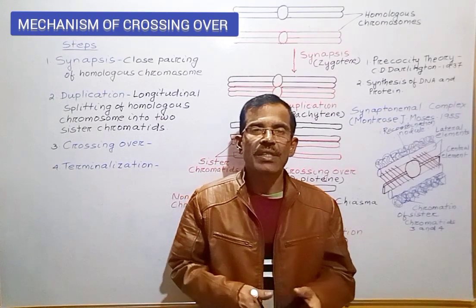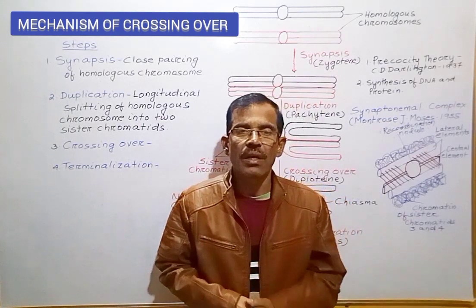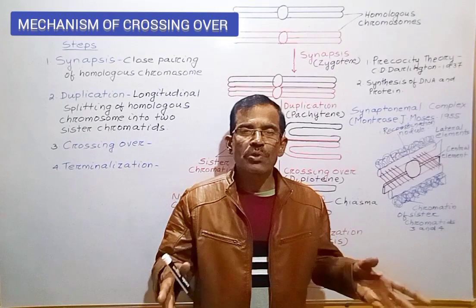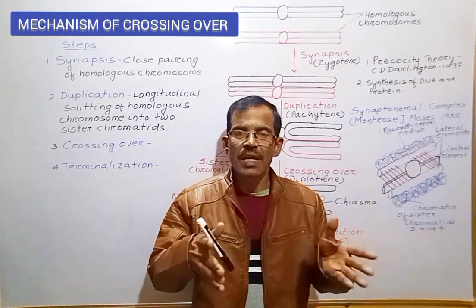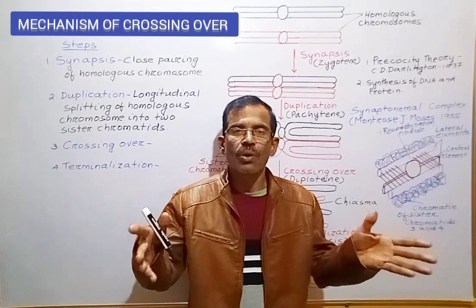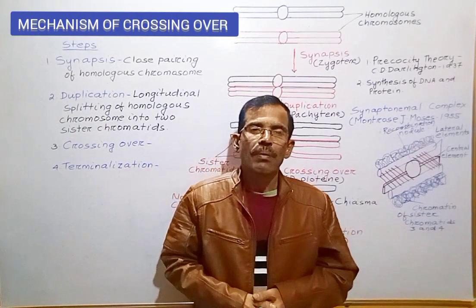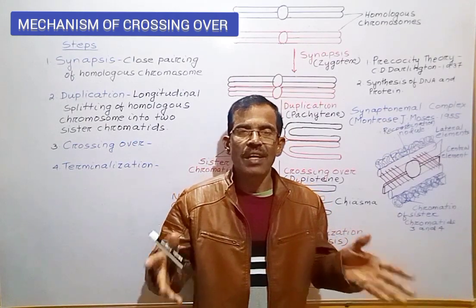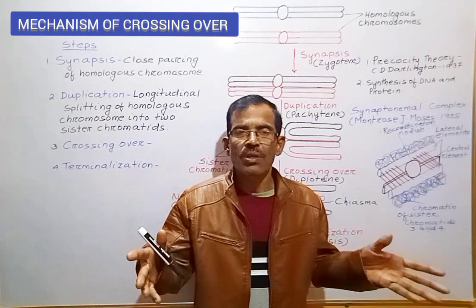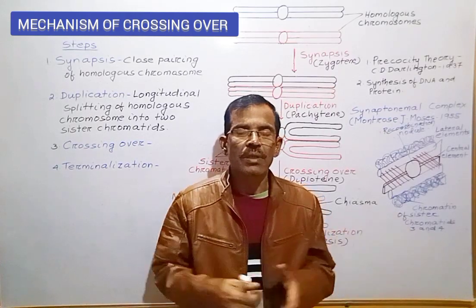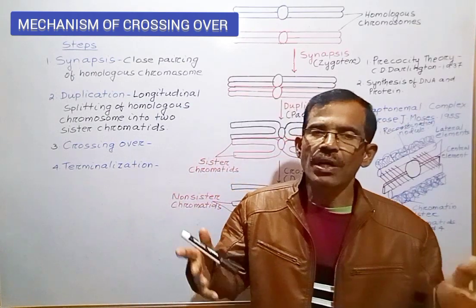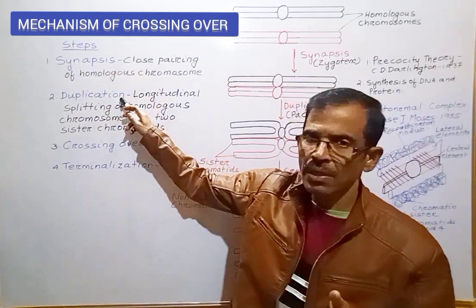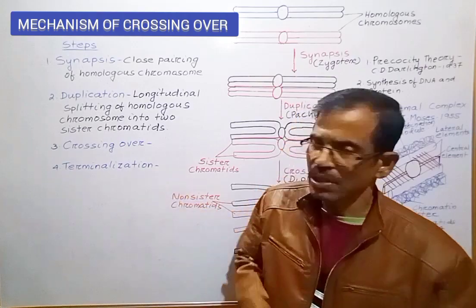Crossing over is the reciprocal exchange of genetic material between the non-sister chromatids of homologous chromosomes. Chromosomes which have the same genes in the same order along their arms are known as homologous chromosomes. Because of this exchange of genetic material, new combinations of genes arise. So the result of crossing over is genetic recombination. The mechanism of crossing over involves different steps such as synapsis, duplication, crossing over and terminalization.